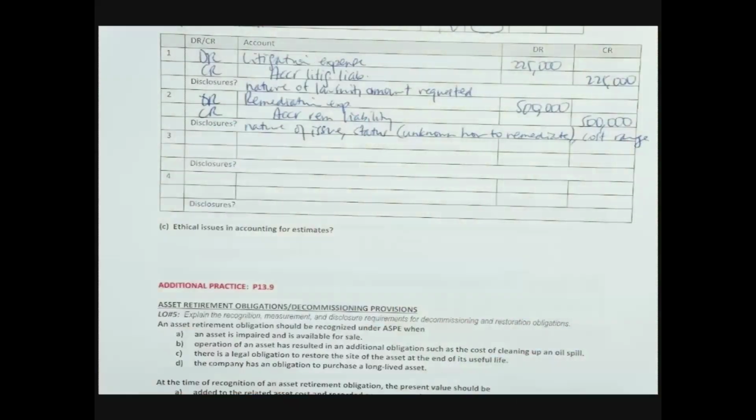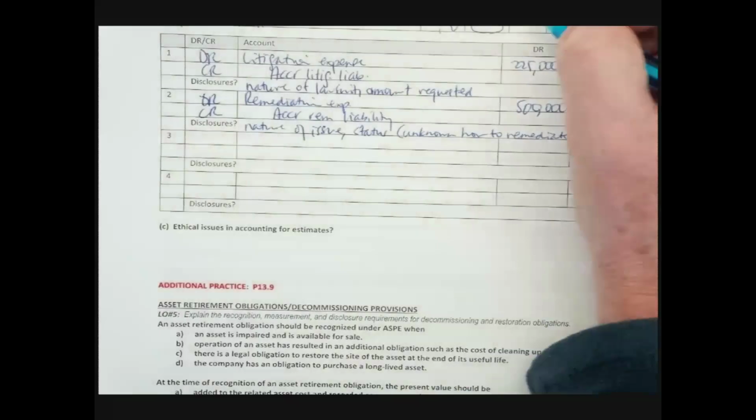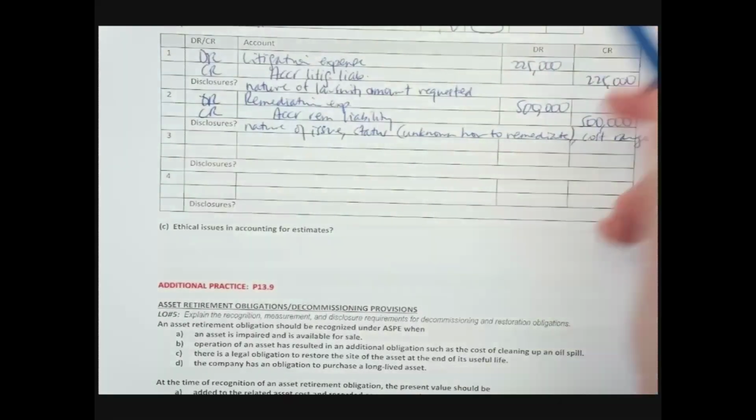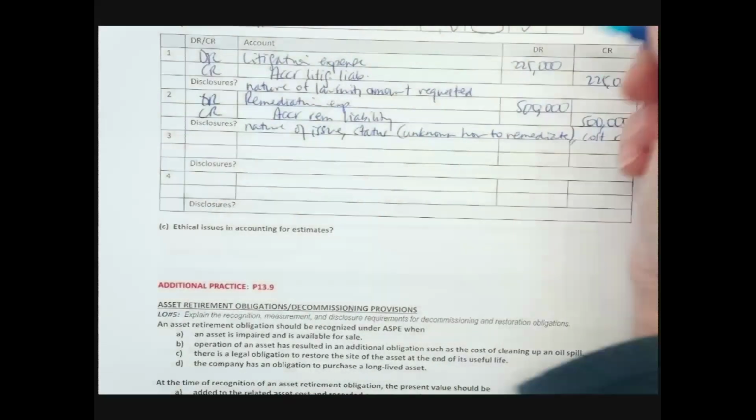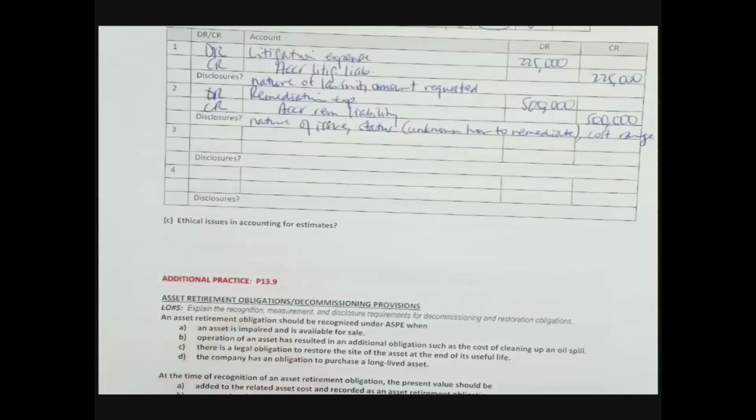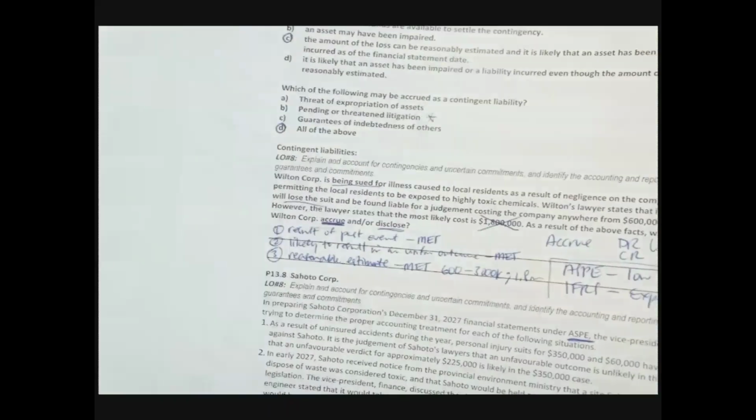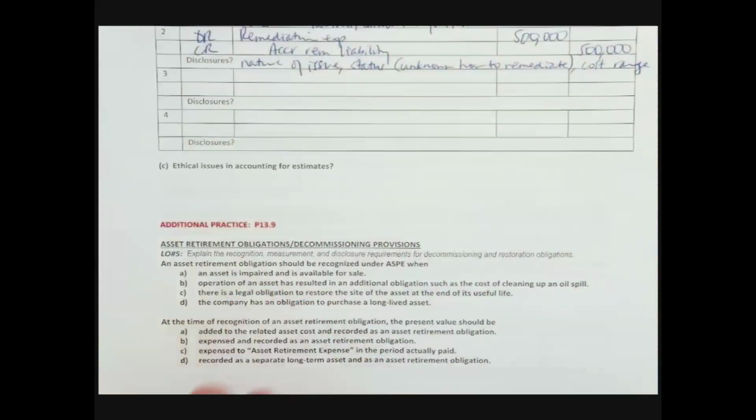Is an unfavorable outcome likely? Yeah, because they're going to lose money. They're going to get paid less than fair value. Do we have a reasonable estimate? I think we do. So we have this possible loss. I think we just book it as a loss.